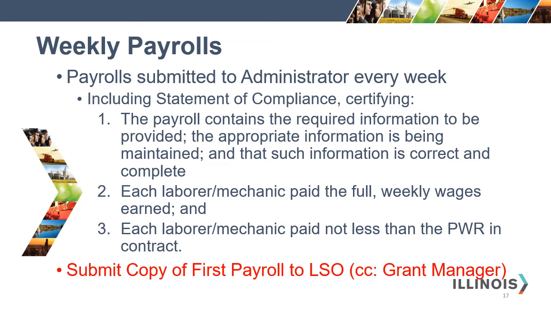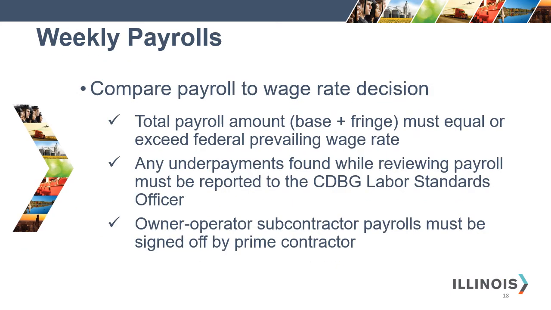Please submit a copy of the first payroll for each contractor to the Labor Standards Officer as indicated in the Pre-Construction Conference checklist. Compare the payroll to the wage rate decision. The total payroll amount, which is the base plus fringe, must equal or exceed the federal prevailing wage rate. Any underpayments found while reviewing the payroll must be reported to the Labor Standards Officer. Owner-operator subcontractor payrolls must be signed off by the prime contractor.